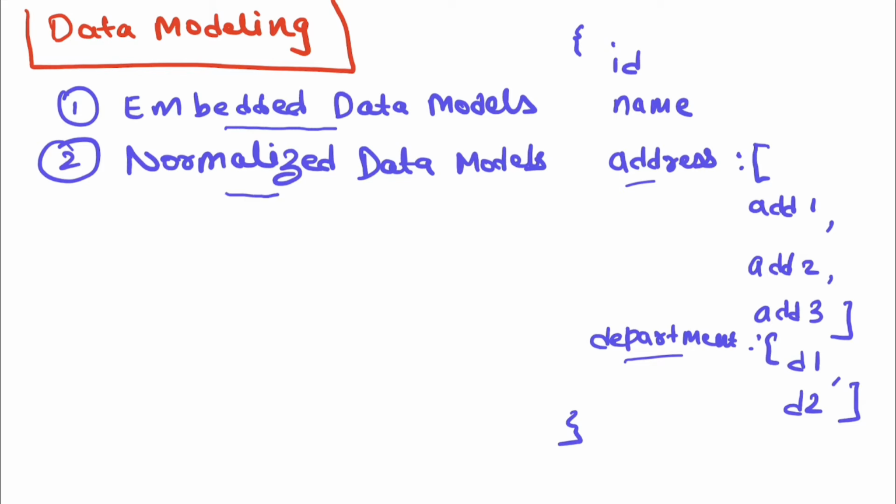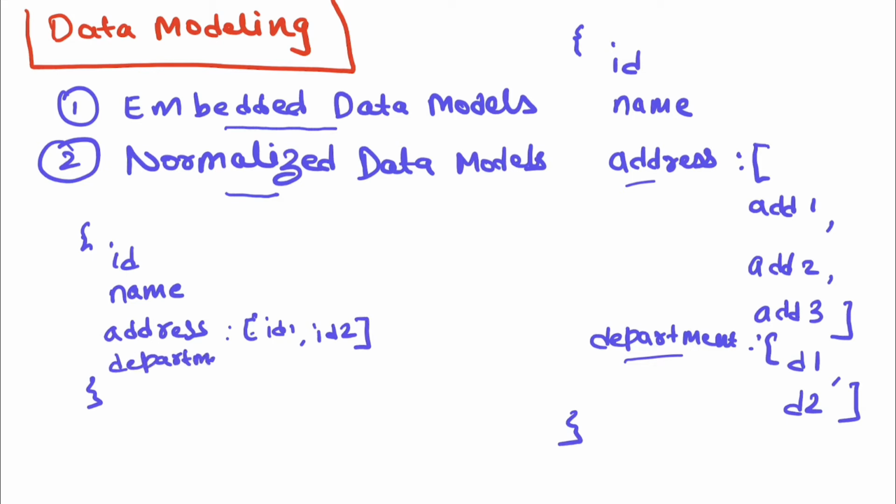The second type of data model is normalized data models. In the normalized data model, what you will do is, in the first document, you will store ID, you will store name, and you will store, let's say, a reference of the address. Address can be ID1, ID2. Address can also have ID, right? So department can have department ID1, department ID2. So this is address ID1 or address ID2, right? So you're just saving the IDs of the address and IDs of the department, but the actual addresses and actual departments are stored somewhere else.